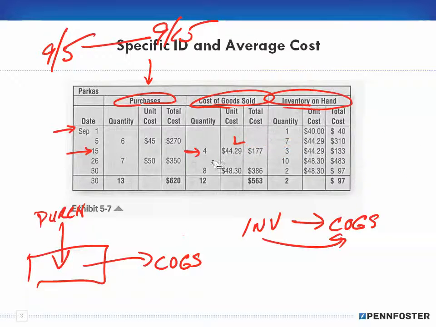I don't have to go back and do the math to figure out what my new unit cost is, because I had 7, and when I take out 4, I had figured out the unit cost when I had 7 at 44.29. Well, all 7 of them are 44.29. The 4 that I sold and the 3 that are still in there, they stay the same at 44.29. So when you're taking something and putting it into cost of goods sold, it doesn't change your unit cost. Your unit cost only changes when you actually purchase something.